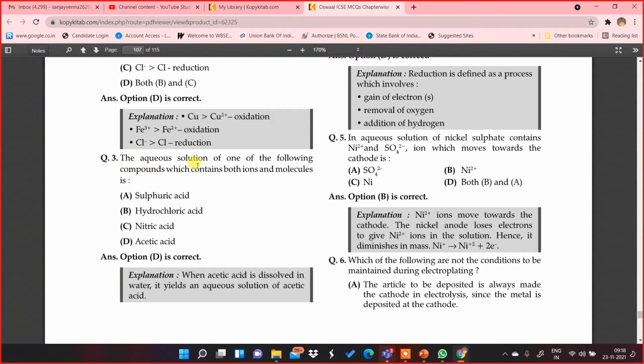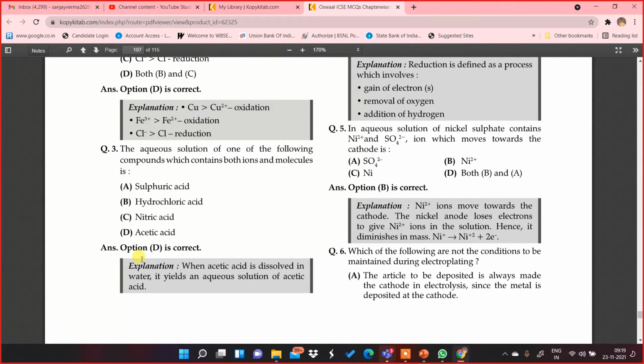The aqueous solution of one of the following compounds which contains both ions and molecules is... Which contains both ions and molecules. Answer is given. Option D, acetic acid. Why is it acetic acid? Because acetic acid is a weak electrolyte. It is a weak acid. It is a weak electrolyte. Okay, that is number 3.